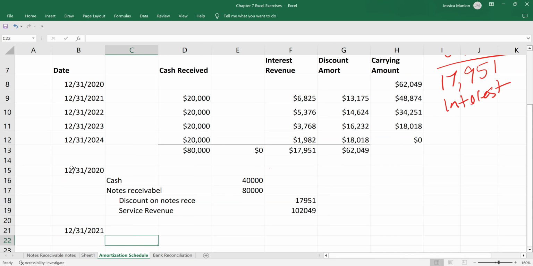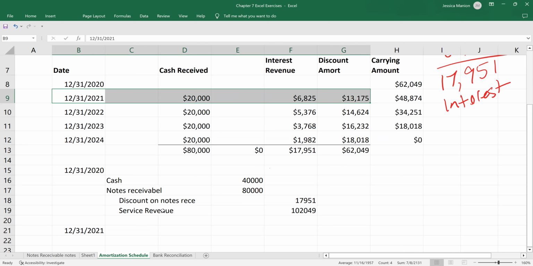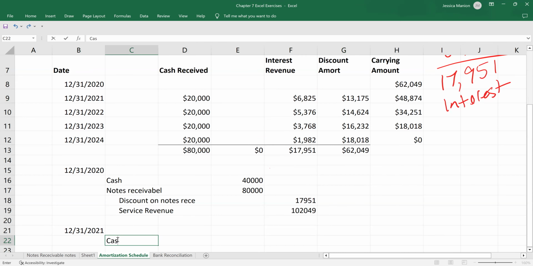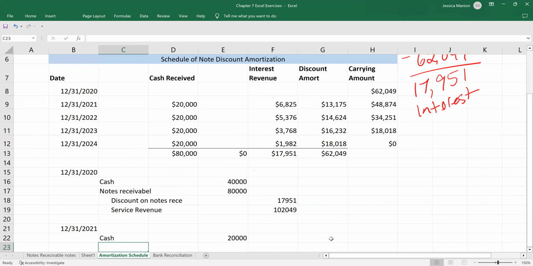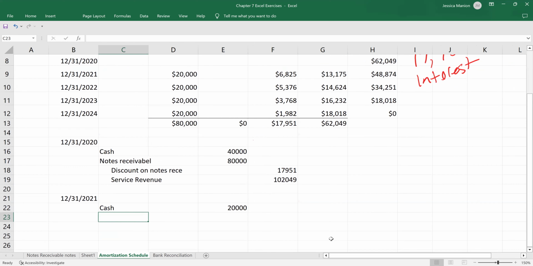Now on this first entry to record our first year, we're looking at the 2021 numbers. To record this first interest payment, we would debit cash for 20,000. That's what they're paying us, 20,000. Let me zoom out a little bit so we can see it all at once.